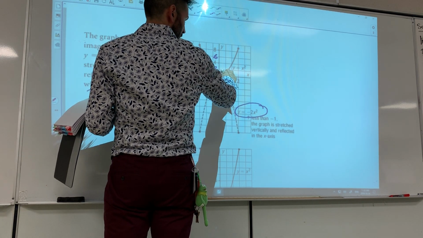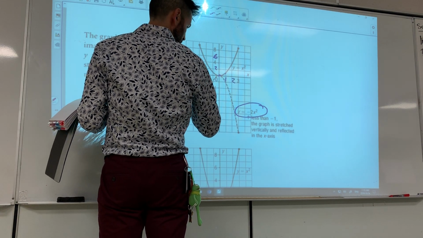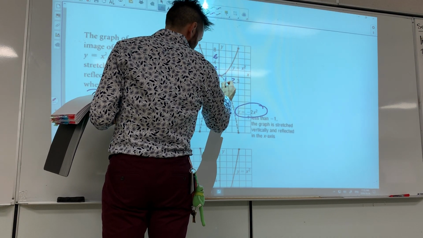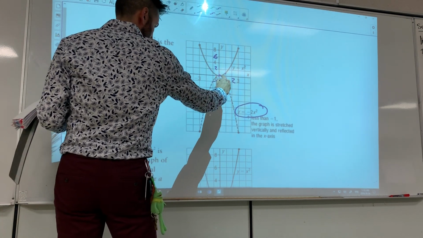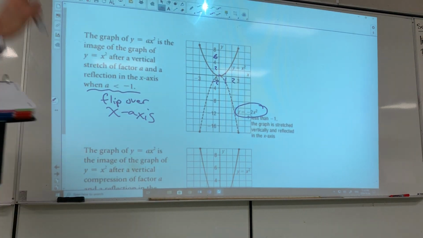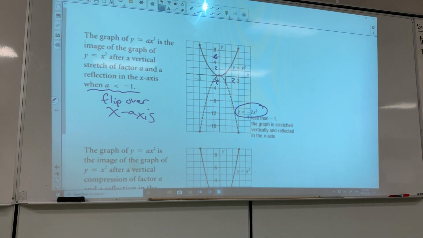So what is 1 times negative 2? Negative 2. So it goes right here. This is the point. Again, remember, it's going up by 2. So that's the point 1, negative 2. So you just take your y values, you multiply by the a.